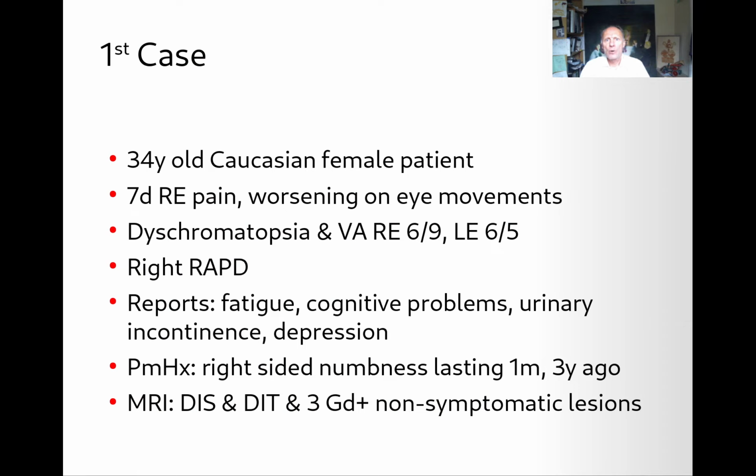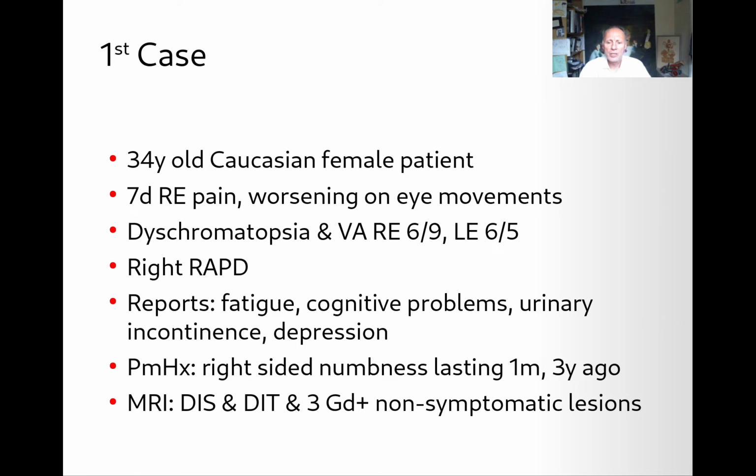Just to talk this through once more, the first case is a 34-year-old white Caucasian female patient. She has a 7-day history of pain in her right eye, and that worsens on eye movements. In the right eye, there's loss of color vision, and visual acuity on Snellen charts is slightly reduced to 6/9 compared to 6/5 in the left eye, which is perfect vision. There's a right RAPD. If you speak to her, she also reports being tired. There are some cognitive problems. She finds it more difficult to multitask. There's a bit of urinary incontinence, and she does feel depressed.